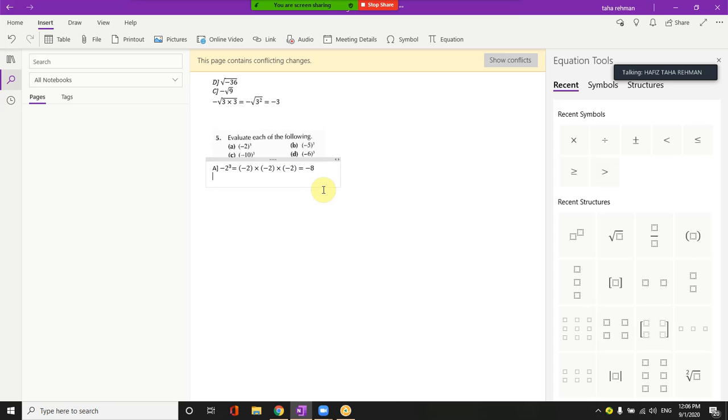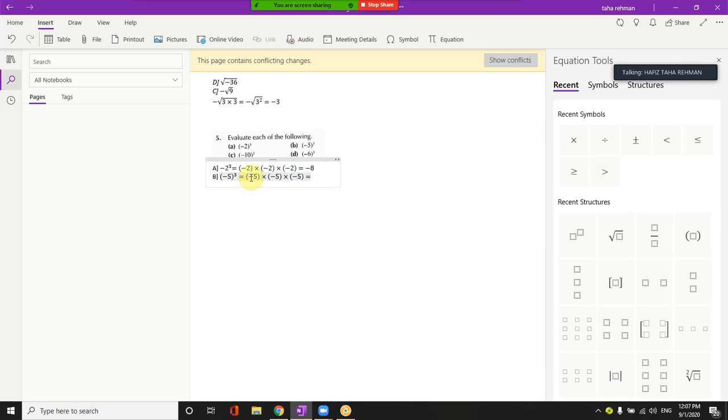Now moving towards part B. Now I'm going to solve part B, and in part B we have a question that is equal to minus 5 whole cube. Minus 5 whole cube means you need to multiply minus 5 3 times. So minus 5 multiply by minus 5 multiply by minus 5.